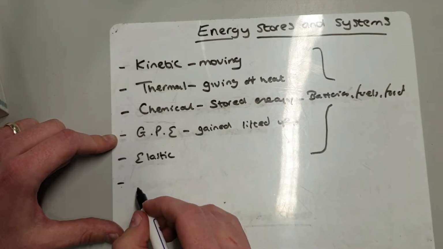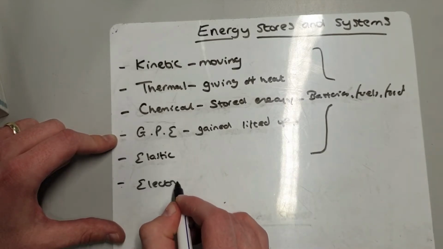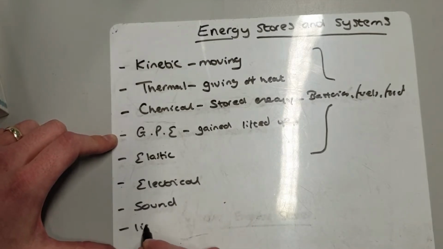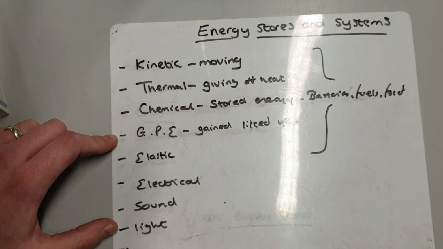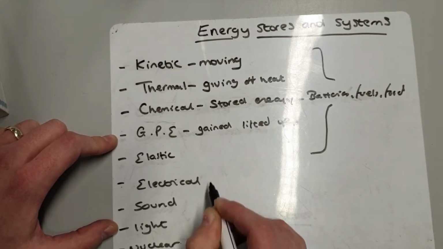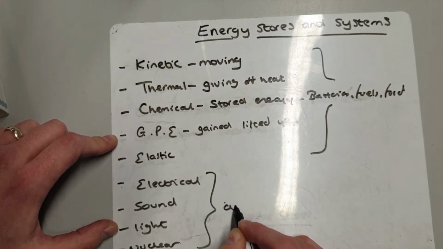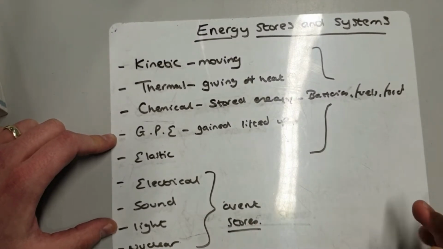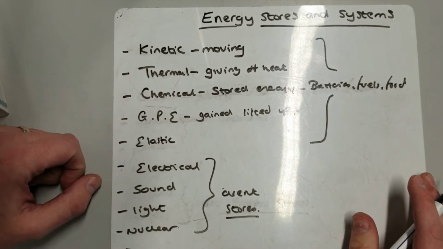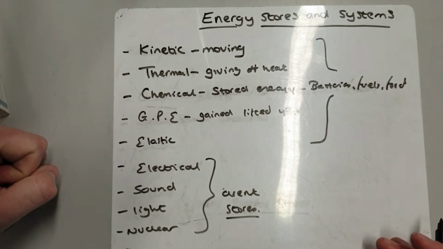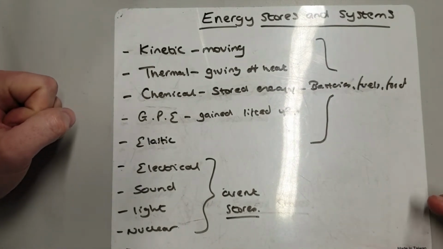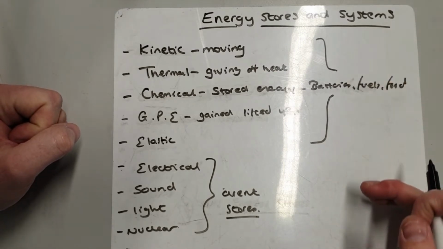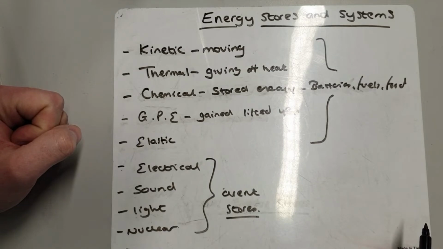Now the other types of energy that you need to know about are electrical energy, sound energy, and light energy, along with nuclear energy. Now these aren't stores. So when we're talking about energy changes, you wouldn't say that these things would increase or decrease, you would just say that energy would move from electrical energy to light energy, for example. So the first thing is making sure that we're aware of all of these different types of energies.